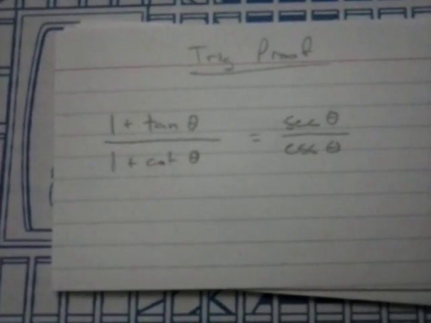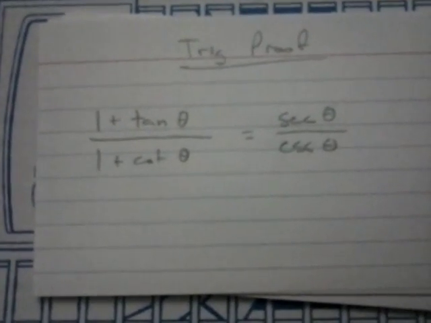This is my trig proof video. We've got (1 plus tan theta) over (1 plus cotangent theta) is going to be proven to be equal to secant theta over cosecant theta.